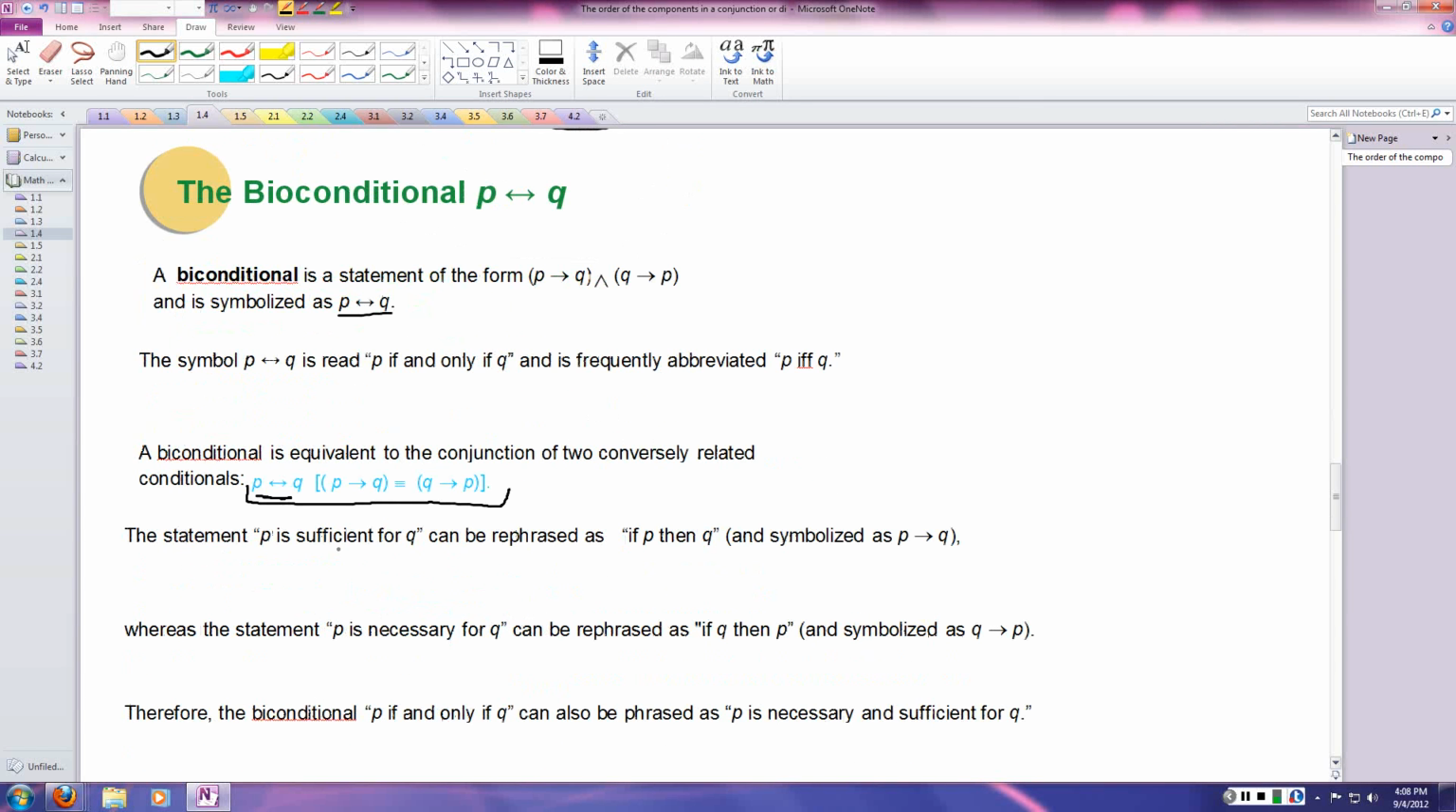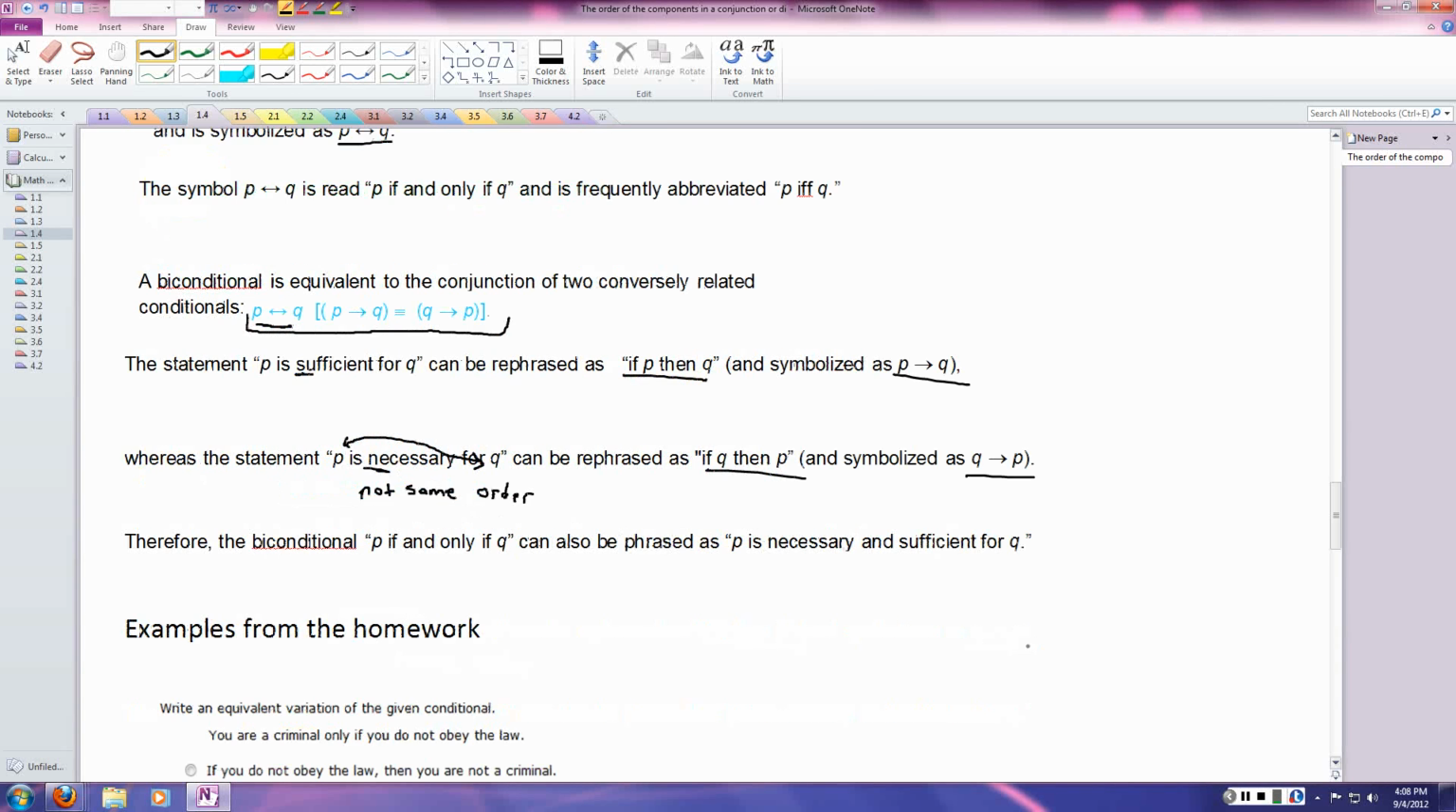If you want to use sufficient, P is sufficient for Q, it's the same order: if P then Q, P then Q. If you say P is necessary for Q, not the same order. I like to remember sufficient starts with S, so you have same order. Necessary, not same order, so you're going to flip them. So you can see here, you flip the order of P and Q, and you have if Q, then P. Hopefully this reiterates what we've been going over with necessary and sufficient.